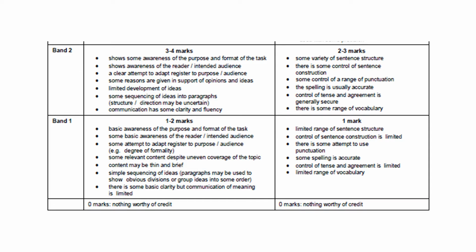Let's start by looking then at the marking criteria, which goes from band 1 all the way up to band 5. Band 1 and band 2 is likely to be where your grade 1, 2 and 3 is going to come from. As you can see, there are two columns. The one on the left is for communication and organisation, and the one on the right is for sentence structure and punctuation. Please take a bit of time then just to pause this video to look through this in more detail.